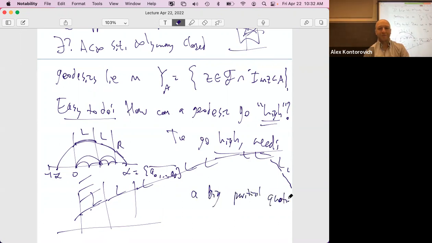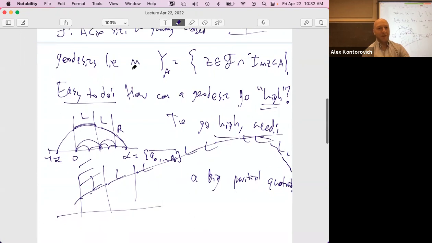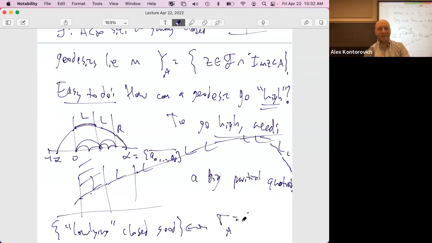Well, it's very simple to make low-lying closed geodesics. There's an equivalence between low-lying closed geodesics and our favorite semigroup, gamma A, which is generated by these numbers less than A, where there's a correspondence between this number A and low-lying, meaning in Y_A.